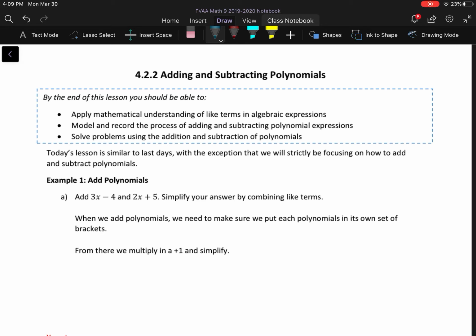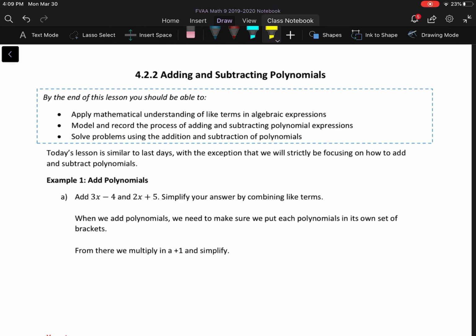of polynomials. So today's lesson is similar to last day's, with the exception that we will strictly be focusing on how to add and subtract polynomials. Last day's lesson was combining like terms and how we would bring them together based on the variable that they had and also the degree of those variables.